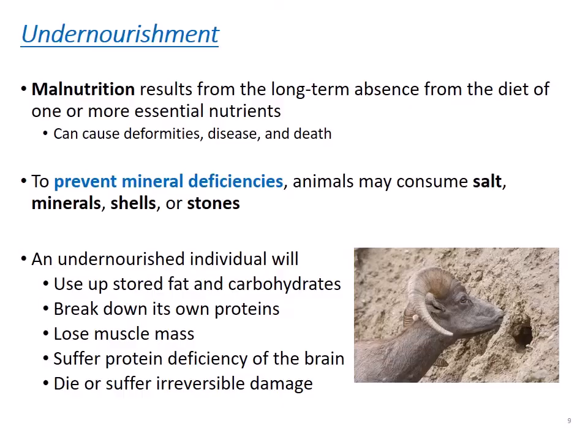And an undernourished individual will typically use up their stored fat and carbohydrates. Then they start to break down their own proteins. When they break down their proteins, they lose muscle mass, and they can have problems with protein deficiency of the brain. And then eventually they either have irreversible damage or they can even die.